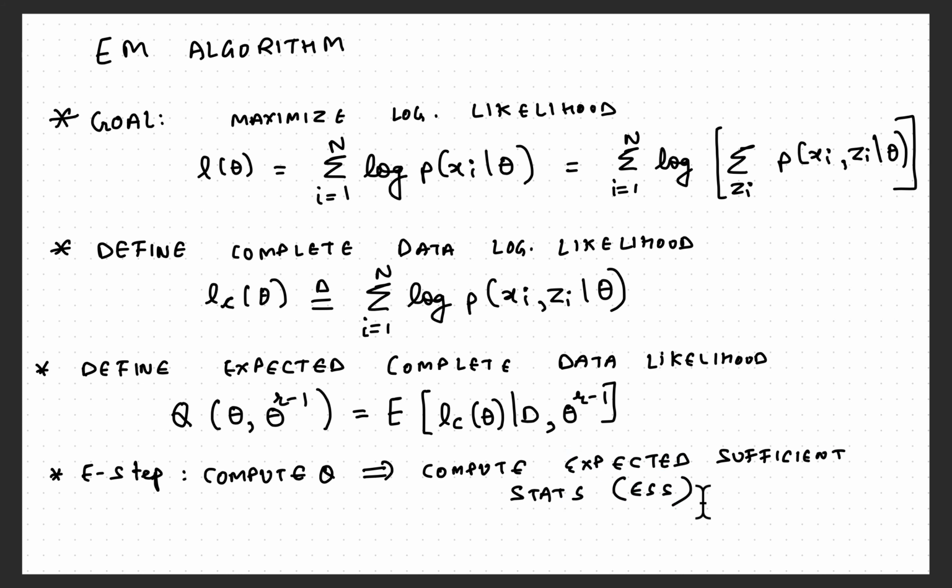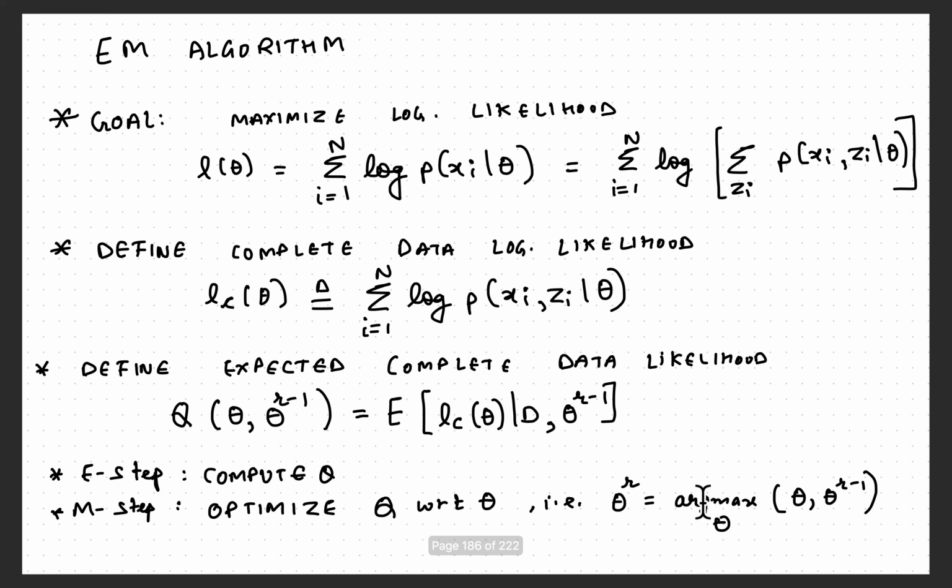We are not going to delve into the details of ESS for now, but let's look at an E step. You compute this function Q, and in the M step, you optimize Q with respect to theta. Right? So thus you obtain theta R, where R is the current iteration, as the argmax over all the thetas, which is going to maximize this function.